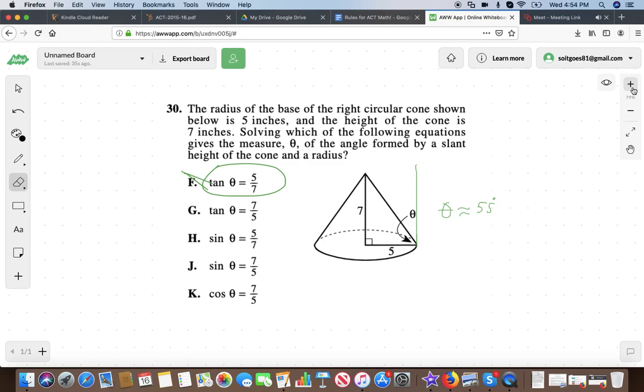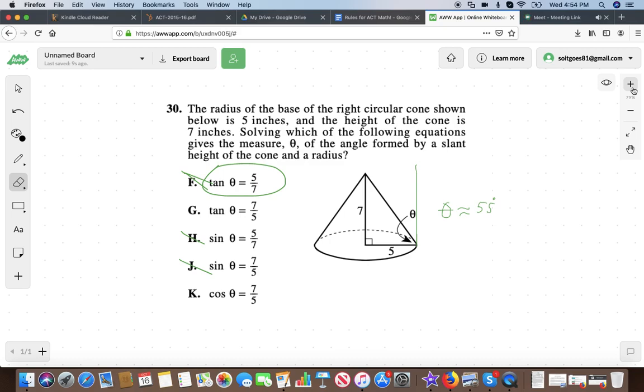What about H? What's the sine of 55 degrees? Theta is 55 degrees, so sine of 55 is 0.82. 5 divided by 7 is not 0.82, is it? What's 5 divided by 7? It's 0.71. I don't like that. I could be wrong, but I don't like that. Try J. 7 divided by 5 is 1.4, and we already said that it can't be it. What about K? Cosine 55 is 0.57, and 7 divided by 5 is 1.4.